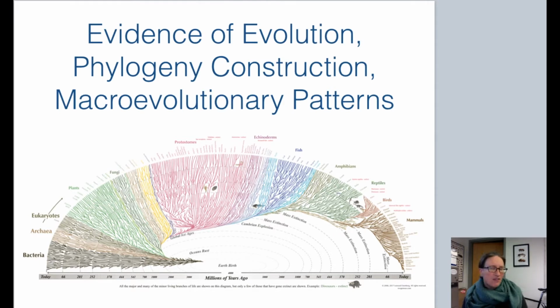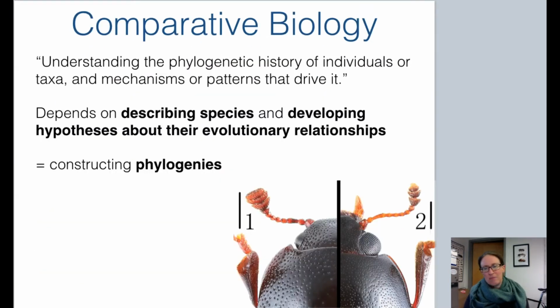But before I dive in to talk a little more about evidence of evolution and how phylogenies get constructed, I thought it'd be useful to take a moment to talk about what types of things biologists do and think about in relation to these types of phylogenetic trees. So that brings me to a subdiscipline within biology that's called comparative biology. And this subfield is really concerned with trying to understand the phylogenetic or evolutionary history of individuals or taxa, and the mechanisms or the patterns that drive that history.